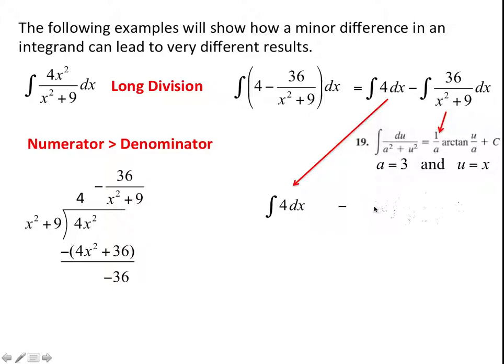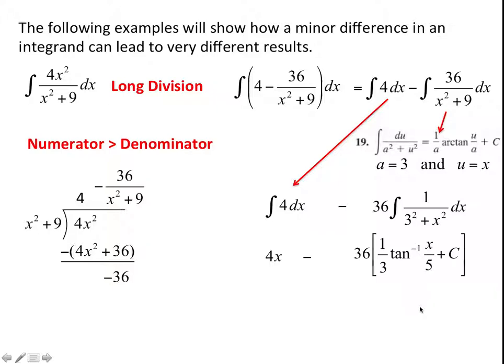So we're going to factor out the 36, and we're going to set this up according to what our rule looks like. And then we can take the antiderivative of each. So the antiderivative of 4 is 4x. The antiderivative of here is going to be 36. And then we have to do 1 over a, so 1 over 3, inverse tangent, or arctangent, means the same thing, of x over 3. Oops, that should be a 3. That's a typo. And then plus c. So simplifying this, then we have 4x minus 12 inverse tangent x over 3. Again, that should be a 3, plus c for that.